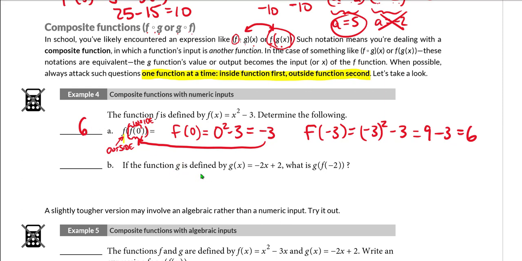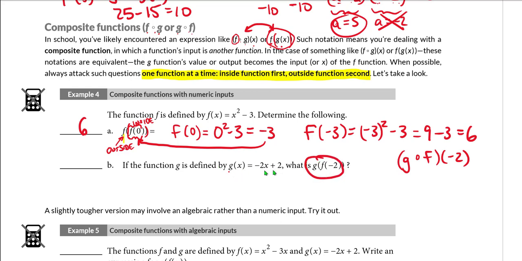When it comes to example 4b, here we have a new function, this g of x function, and now we are being asked for g of f of negative 2. By the way, again, that could be written as g circle f of negative 2. These notations are equivalent to each other. So we need g of f of negative 2.